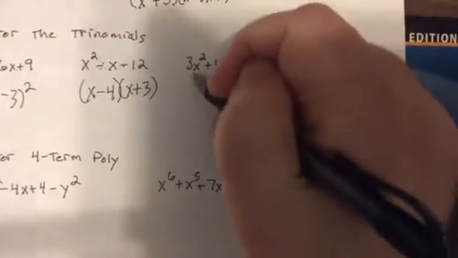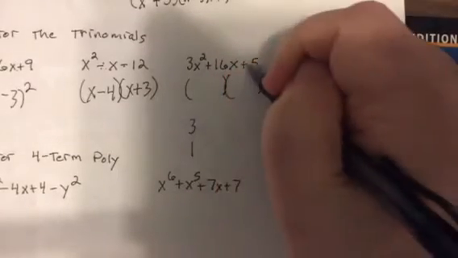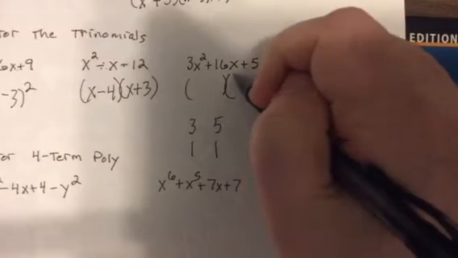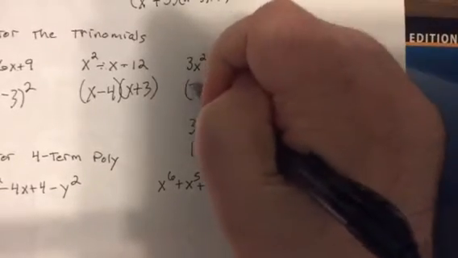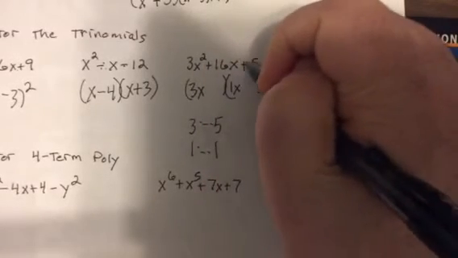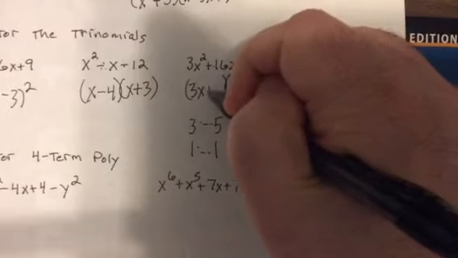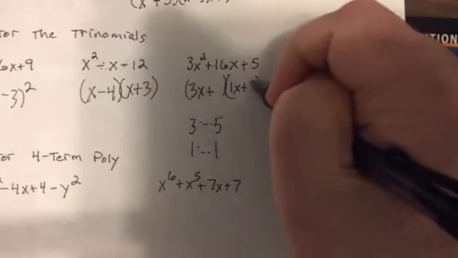Then these two, the factors of 3 are 3, 1. 5 is 5, 1. We're adding, so 3, 5, 1, 1. Well, that's 16. 3 is part of the first term, so 3x, 1x. Last term's plus, so they're both same as the middle, plus, plus. I want the 5 with the 3, so the way you FOIL would be here.